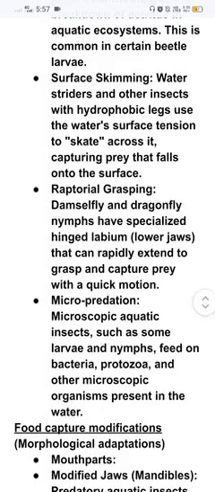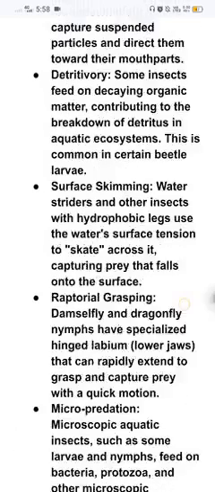And raptorial grasping. Damselfly and dragonfly nymphs have specialized hinged labium, lower jaws, that can rapidly extend to grasp and capture prey with a quick motion. Some sort of predatory mechanism. Then micropredation. Microscopic aquatic insects such as some larvae and nymphs feed on bacteria, protozoa and other microscopic organisms present in the water.